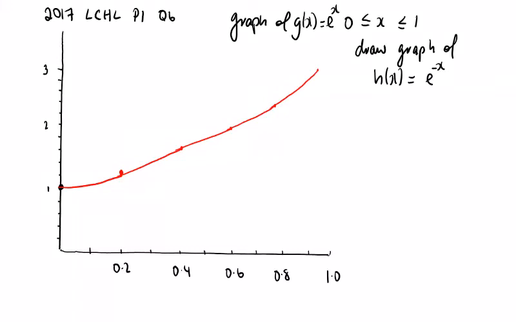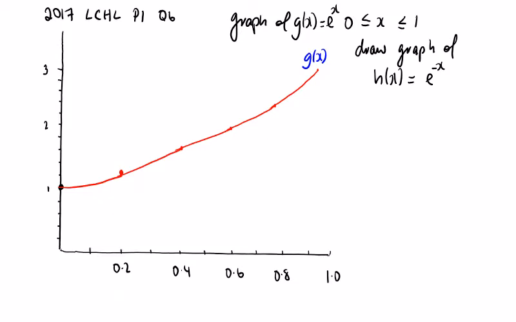2017 Leaving Cert Higher Level, paper 1, question 6. You're given the graph of g of x, which is e to the power of x, the red line here. And we're asked to draw the graph of e to the power of minus x, which is the inverse of g of x.